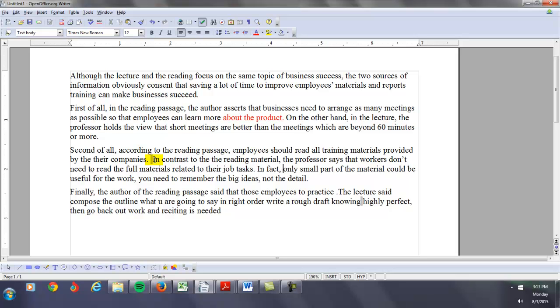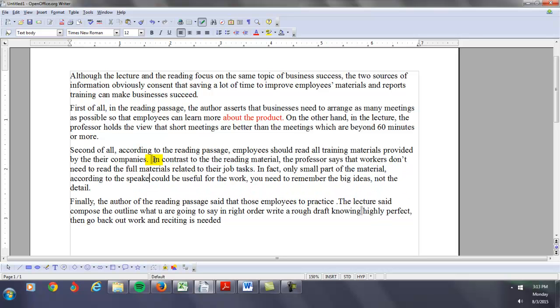Use this: "In fact." If you use "in fact," you're using it to introduce an important point, right? In fact, only a small part of the material could be useful for the work. In fact, only a small part, maybe you'll put here, only a small part of the material, according to the speaker, put that voice marker in there, could be useful for the work.